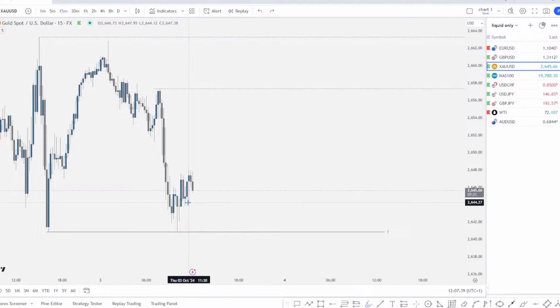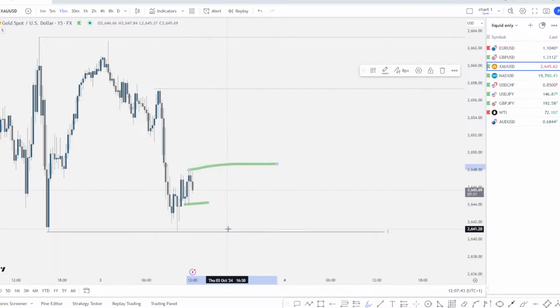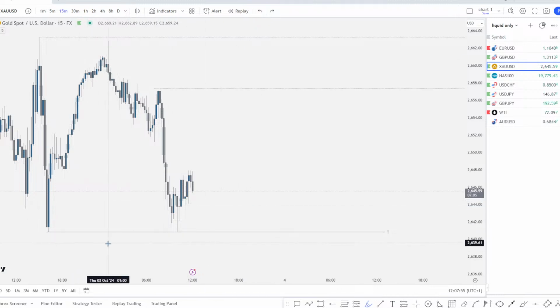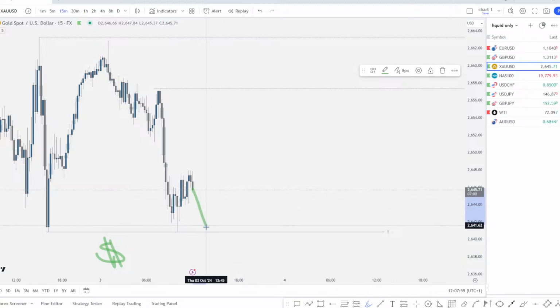If we clear that, then this becomes a liquid high as well. So it would be entry to go long here, first target, second target, up, up, up. Bias long on gold, by the way. There's a lot of liquid sitting under here. We want a sweep down, a reason to go long.